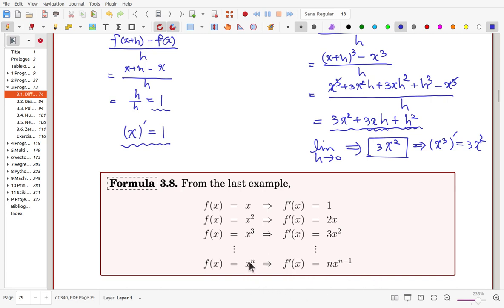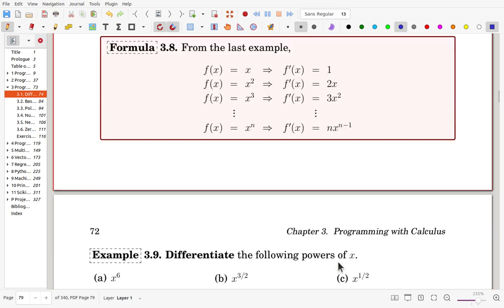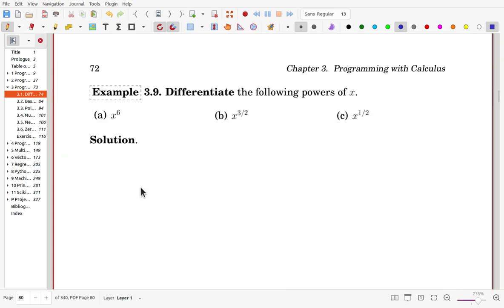So in this way, you can find the formula. But here, n doesn't have to be an integer. In general, for every non-zero real number, you can use this formula. Let's see this example. Now, we differentiate the following powers of x. Once x to the 6, then x to the 6 derivative is same as 6 will go out, and then x to the 5.